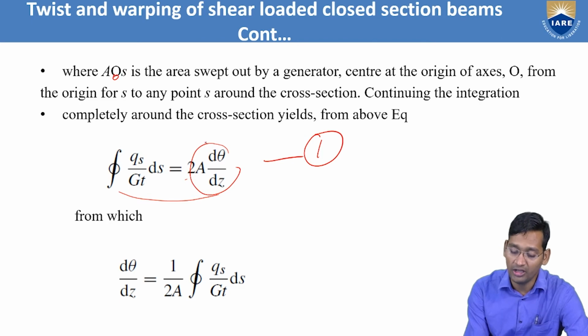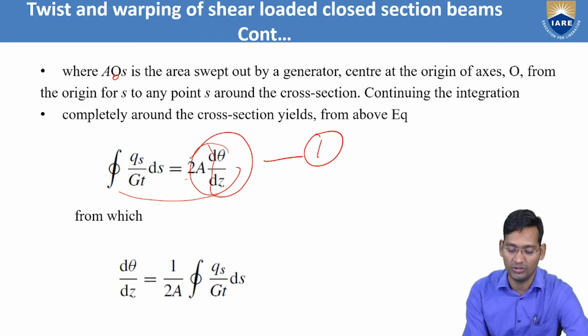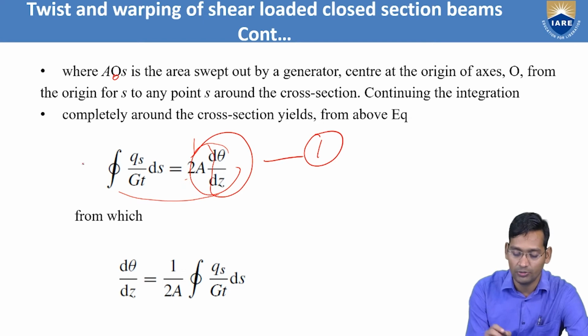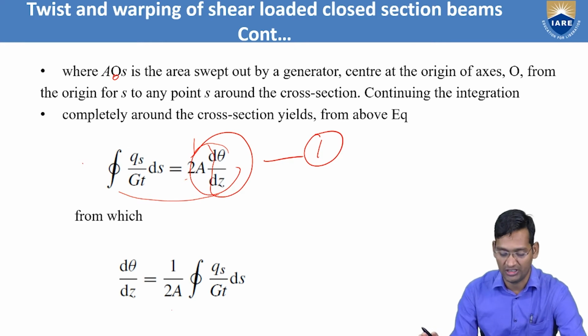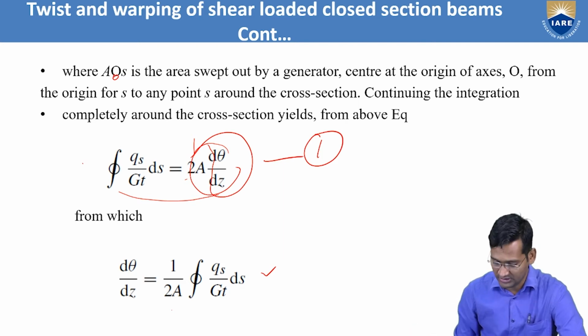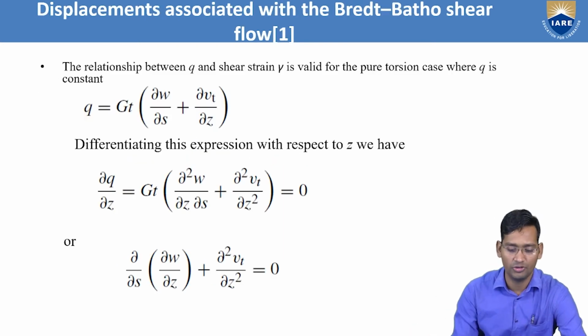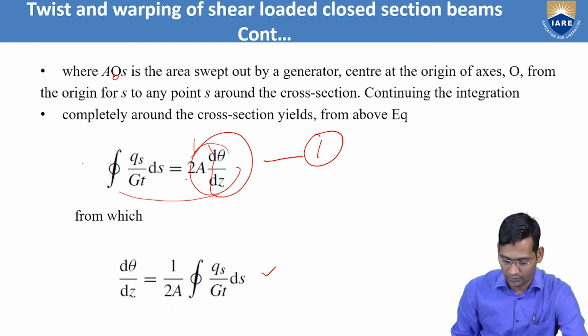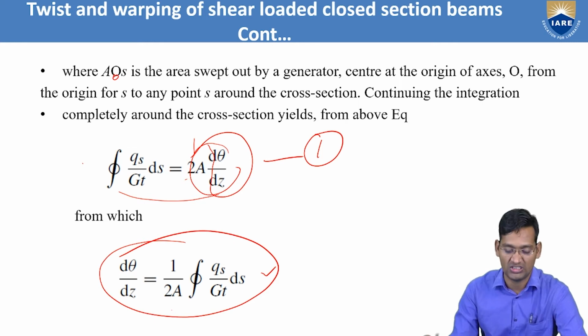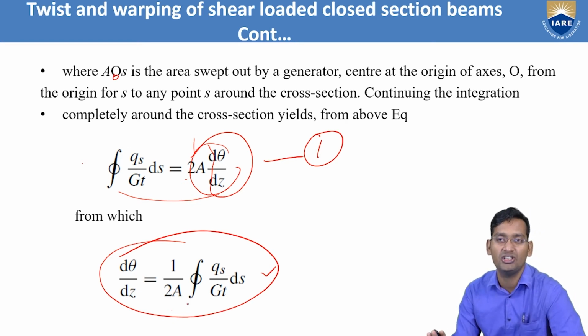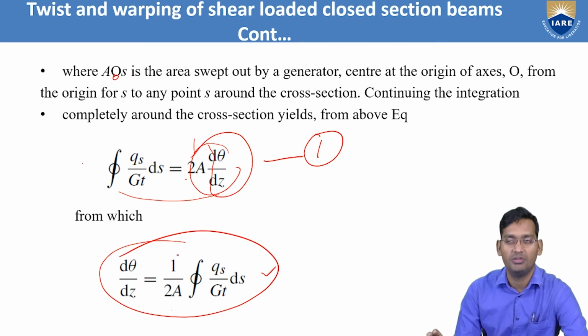Now from here, we are finding d theta by dz. So d theta by dz is what? Just take 1 by 2A to this side. So 1 by 2A times the closed integral of qs by Gt into ds. So this is for d theta by dz. Now we have d theta by dz, now substitute back. That is the finally displaced, called the twist, angle of twist. D theta by dz equals 1 by 2A closed integral of qs by Gt into ds. For this full derivation, we will see in future videos.